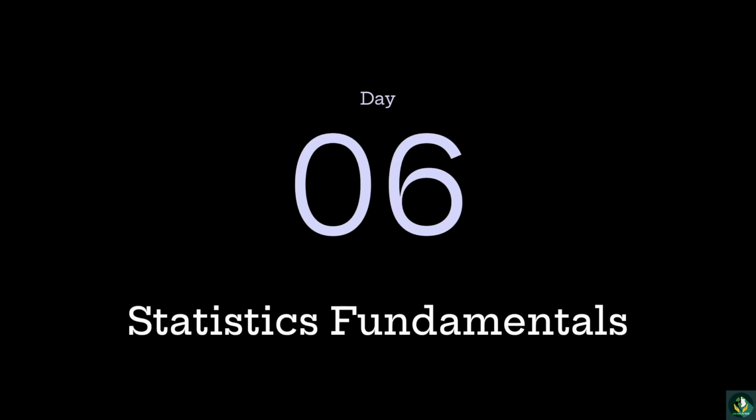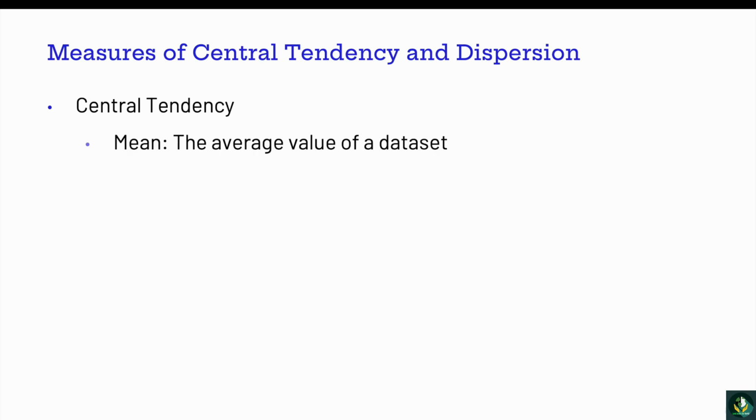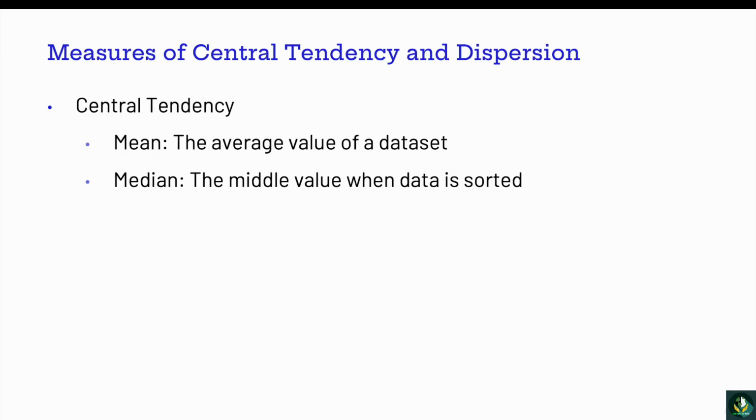Day 6, Statistics Fundamentals. Today, we are going to look at measures of central tendency and dispersion. Now, what is central tendency? Central tendency has mean in it, which is the average value of a data set. It has median, the middle value where data is sorted, and the mode, the most frequently occurring value.